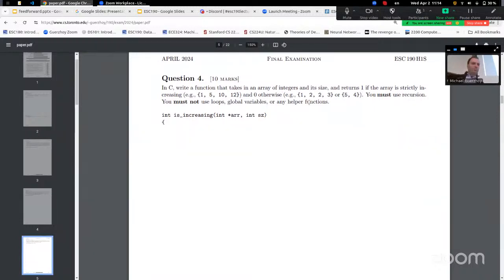This one: is it strictly increasing or not is easy. Here you must use recursion, so that's a little bit more difficult. I'm not going to give out the answer if you want to think about it first. But it's basically in the style of processing lists and strings using recursion, the kind of thing that we had around the middle of the semester in the lab.